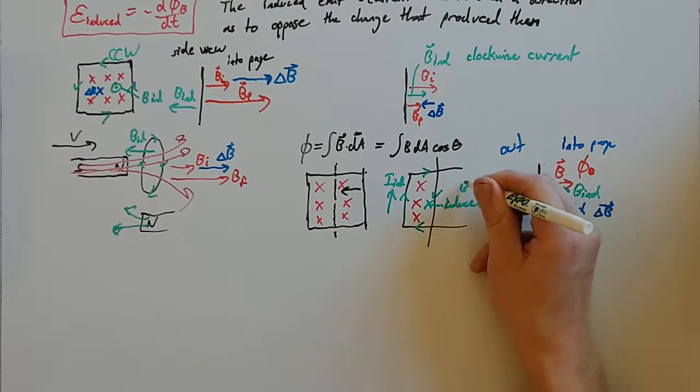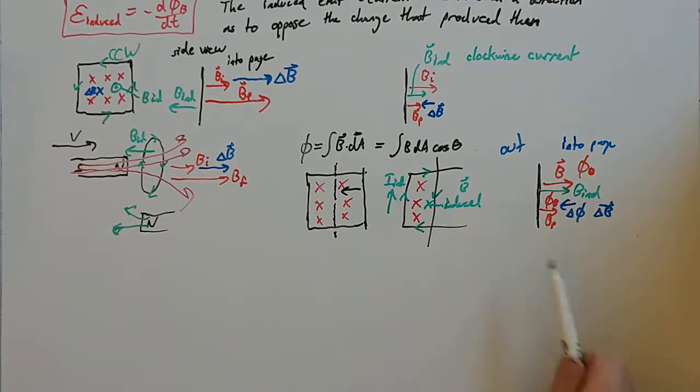There's B induced, and it's into the page, the same direction as the actual magnetic field, but the reason that it's into the page is because the change was less. We were decreasing the amount of magnetic field, and you have to oppose the change. You don't oppose the field, you oppose the change. And so that is the really key thing here.